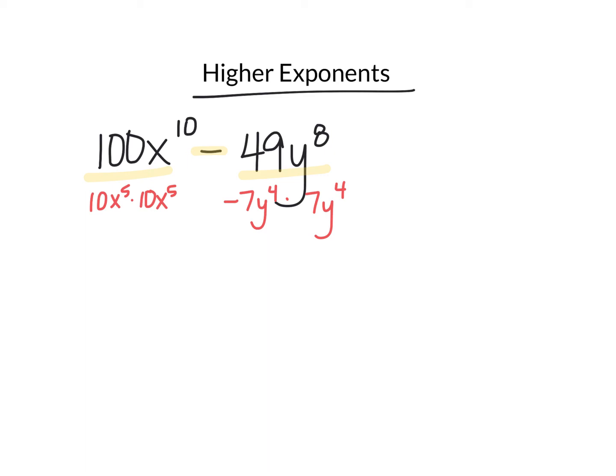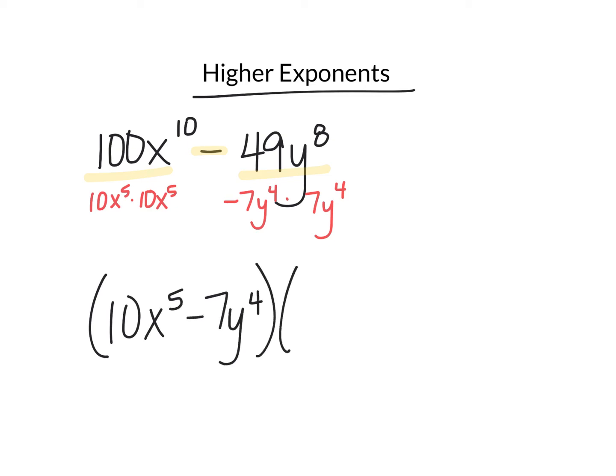And now we're just going to use the pattern that we were doing just a minute ago to put our factors back together. So my factors are going to be 10x to the 5th minus 7y to the 4th times 10x to the 5th plus 7y to the 4th.